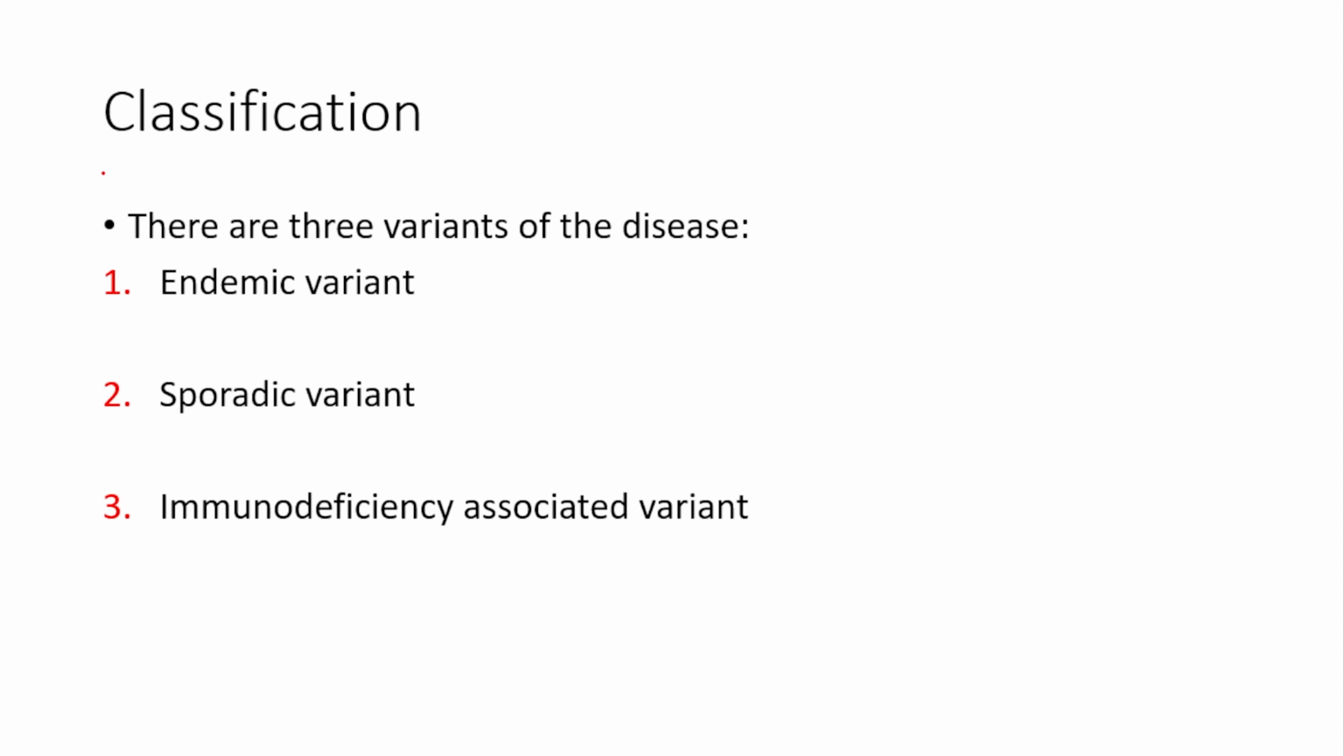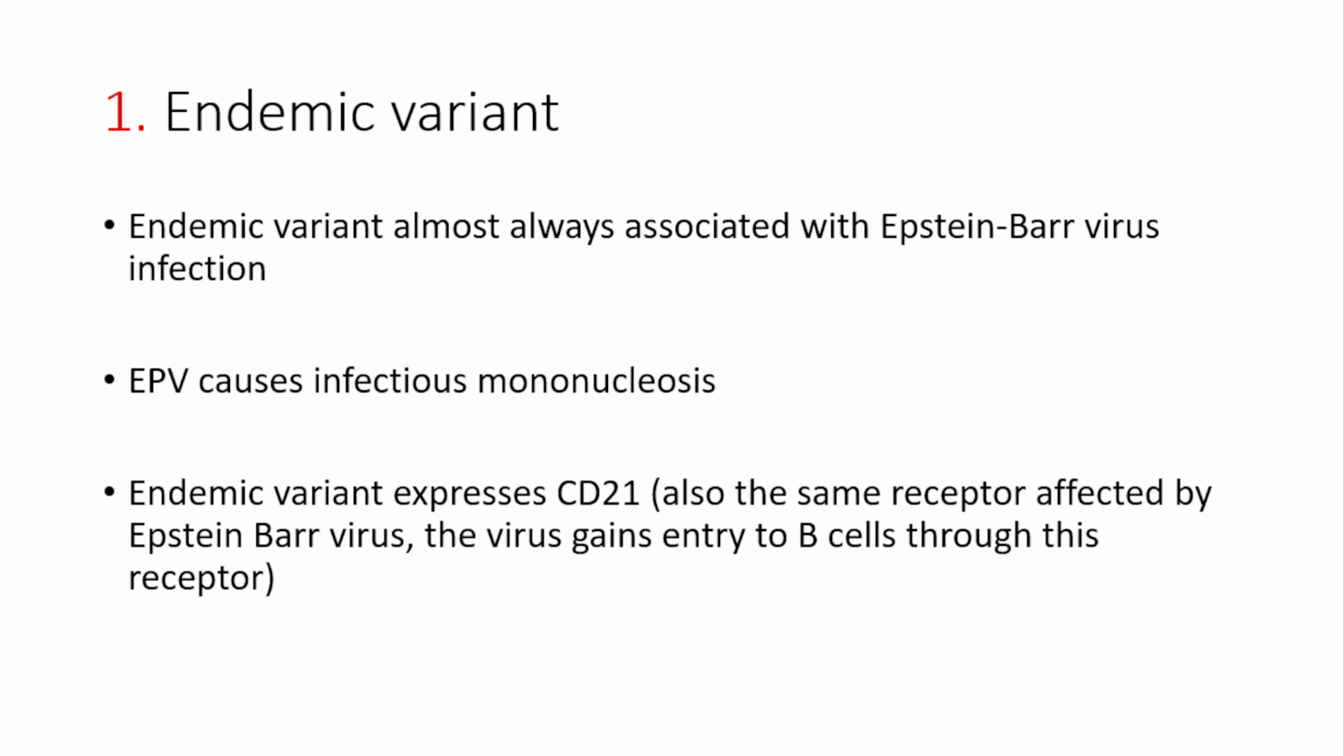Now for the classification of Burkitt lymphoma. So there are three variants of the disease. There's the endemic variant, there's the sporadic variant, and there's the immunodeficiency associated variant. And we will talk about each of those in the next slides. So let's start by talking about the endemic variant.